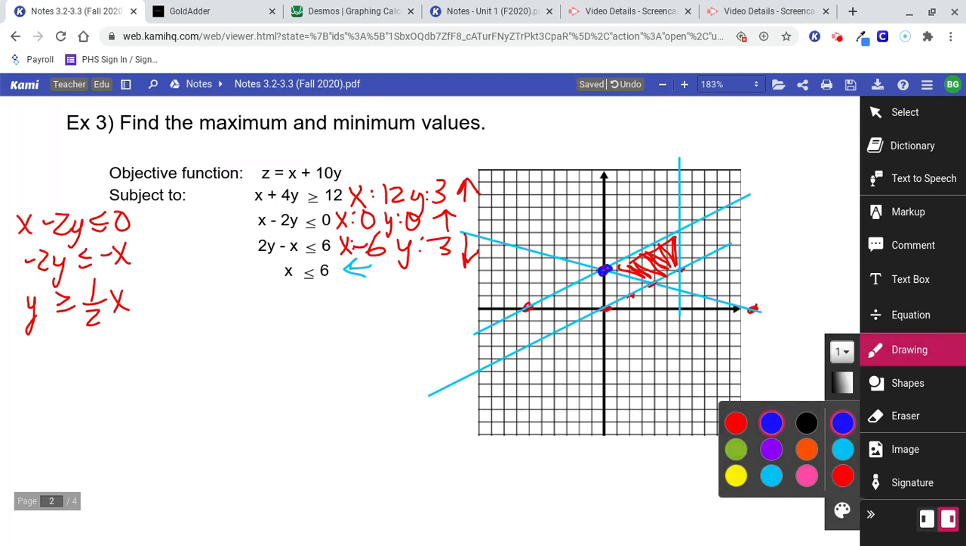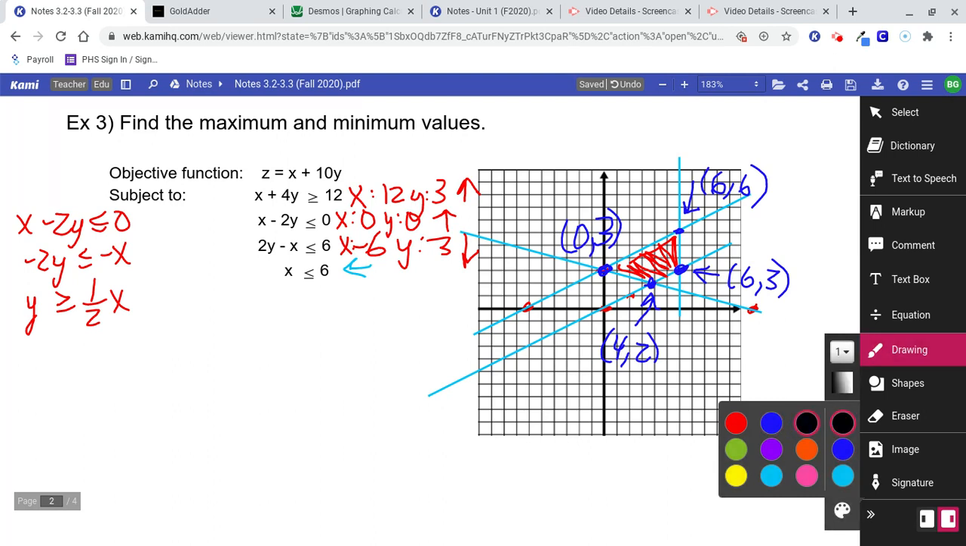So here's a corner right here at the point 0, 3. And here's a point right here at 4, 2. And this one, I've got 6, 3. And this point is 6, 6. Once you get to the corners, you finally get to go to the z equation. That's the objective function. We skip that. We don't even look at it until the very end. And then we start plugging it in.